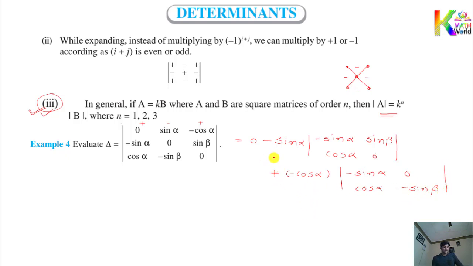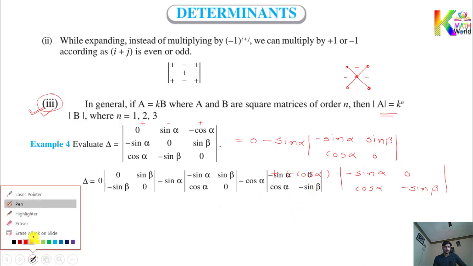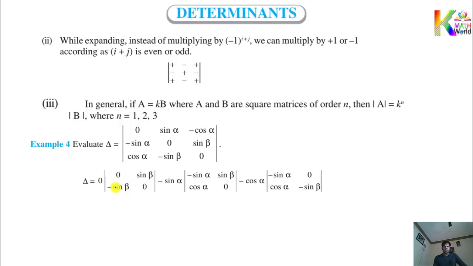Okay, so whatever we discussed here, you can see in the next step. Now 0 into anything will be 0, so no need to discuss that. So here you got 0. Then minus sine alpha into 0, firstly the product of these two, that will be 0. Then afterward the product of these two. For the last determinant, the product of these two will be minus minus plus. Then this will be 0 into anything, that will be 0.